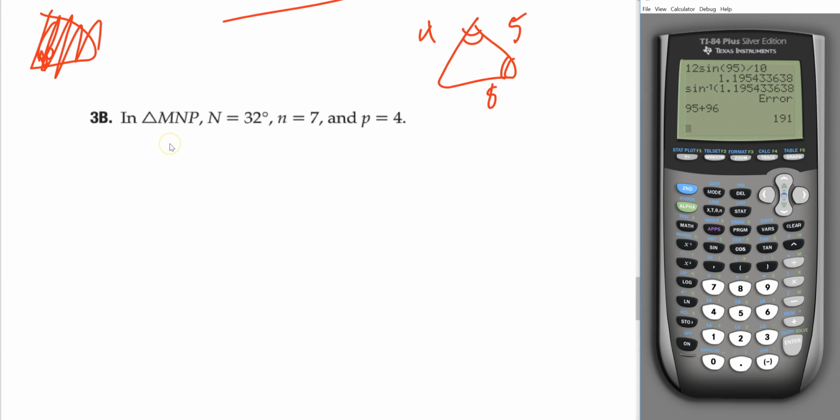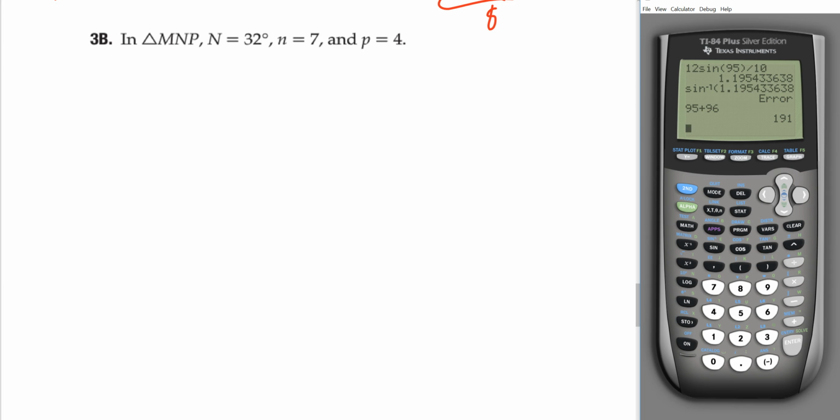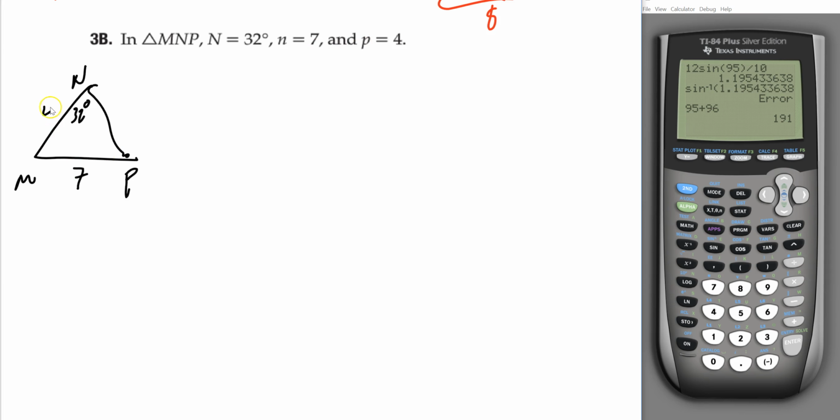Let's move on to the next one now. You'd probably bet this one will be a triangle. Now we'll have one or two of them, that's what we have to find out. So here we go, triangle MNP. So this is M, N, and P. They give you angle N is 32, side n is 7, and side p is 4.